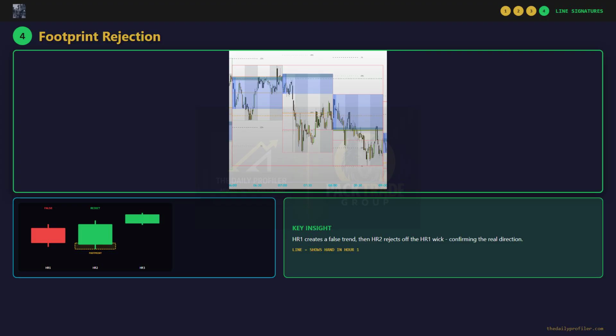Fourth signature. The footprint rejection. This uses the previous hour wick. When price tests the previous hour's wick and rejects, that's confirmation. If the previous hour was green and price tests that upper wick and rejects lower, that's a bearish footprint rejection. If the previous hour was red and price tests that lower wick and rejects higher, that's a bullish footprint rejection.